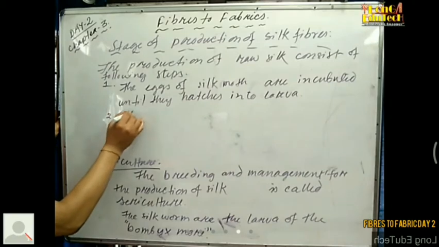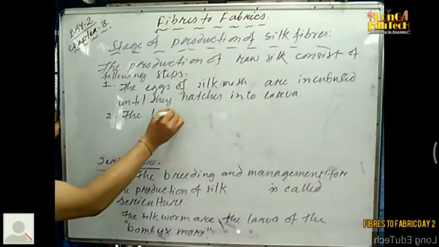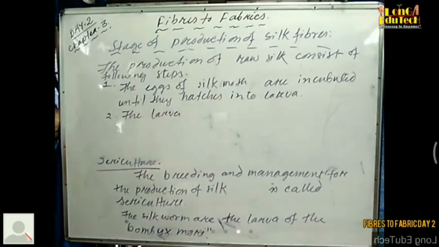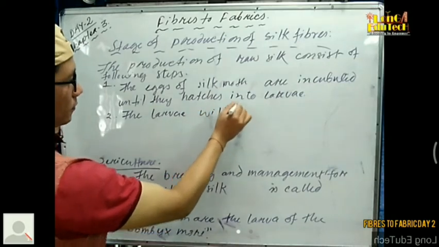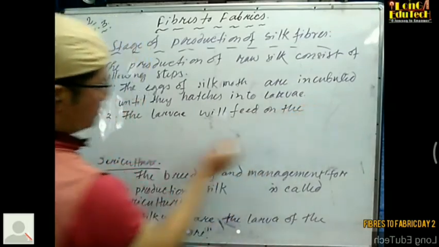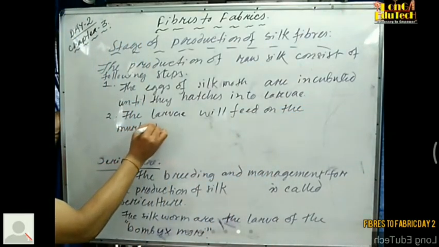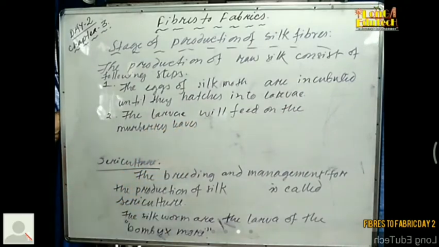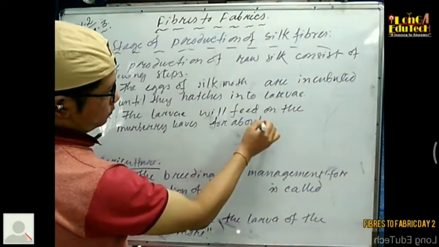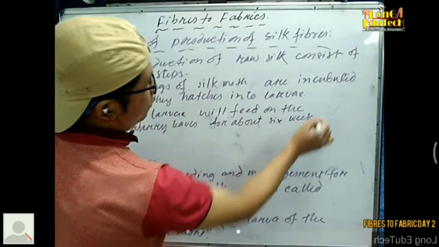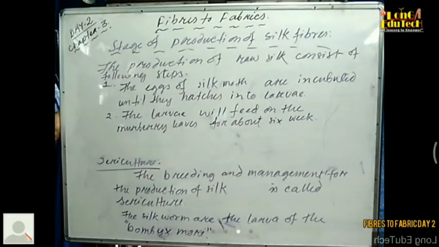Number two. Then the larva will come out, right? The larva will clip on the mulberry leaves. They will cling on the mulberry leaves only, for about 6 weeks. In a month there are 4 weeks, so that is one month and a half that they are feeding on the leaves.